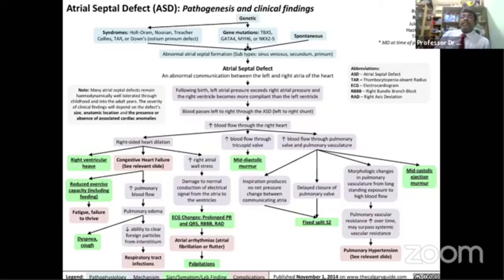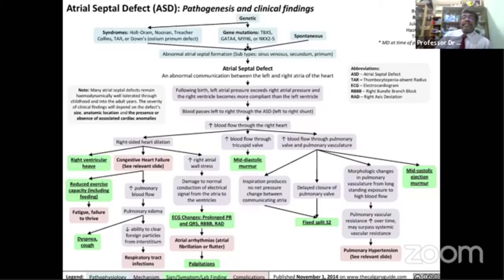In investigations, usually in ECG, we get right bundle branch block in the ASD. When a patient presents with right bundle branch block, there is a differential diagnosis, and one of the important differential diagnoses is ASD. So when we get right bundle branch block in ECG, we may have a strong suspicion that this patient may have atrial septal defect. Or if a patient has atrial septal defect and we do ECG, we may get right bundle branch block.